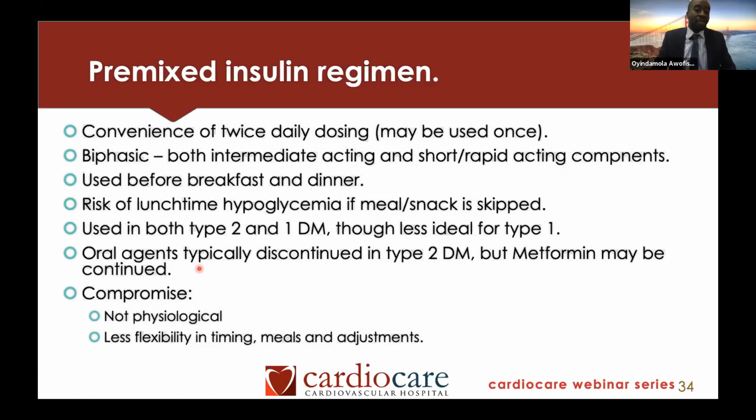I mentioned the compromise earlier. It's not physiological, and of course, there's less flexibility in terms of the timing, the meals, and then adjustments. I mentioned the compromise in the adjustments earlier. Sometimes someone is using premixed insulin, and it's actually the mealtime one alone you need to adjust. The basal is fine, okay? But because the insulin is pre-combined in a fixed proportion, you can't adjust one without adjusting the other. So that's part of the limitations that we have with premixed insulin regimens.